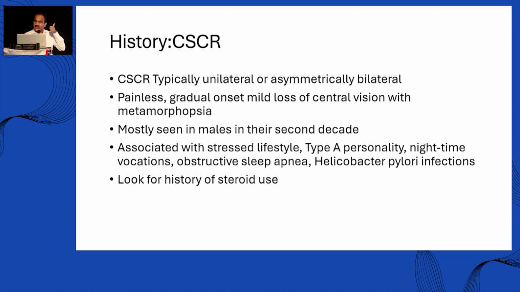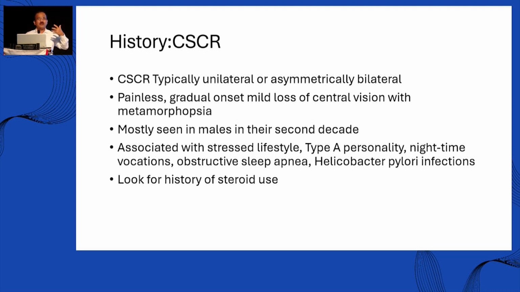CSR, the history gives a clue to you, typically unilateral. Most of the cases are unilateral, but very rarely asymmetric bilateral. If it is symmetrical, you have to have a doubt because it could be something else. And it is painless, gradual onset, mild loss of central vision with metamorphopsia.